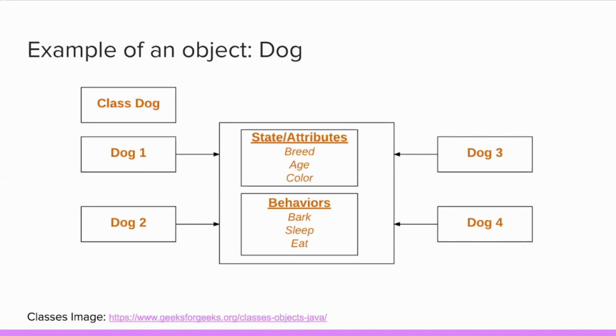Now let's think about the state, behavior, and identity of our dog object. The state could include the dog breed, age, and color, which are also the characteristics of the object, the dog. Behaviors include bark, sleep, and eat, which are methods or actions the dog can take. Here we have 4 identities, which are the unique names of each dog object.